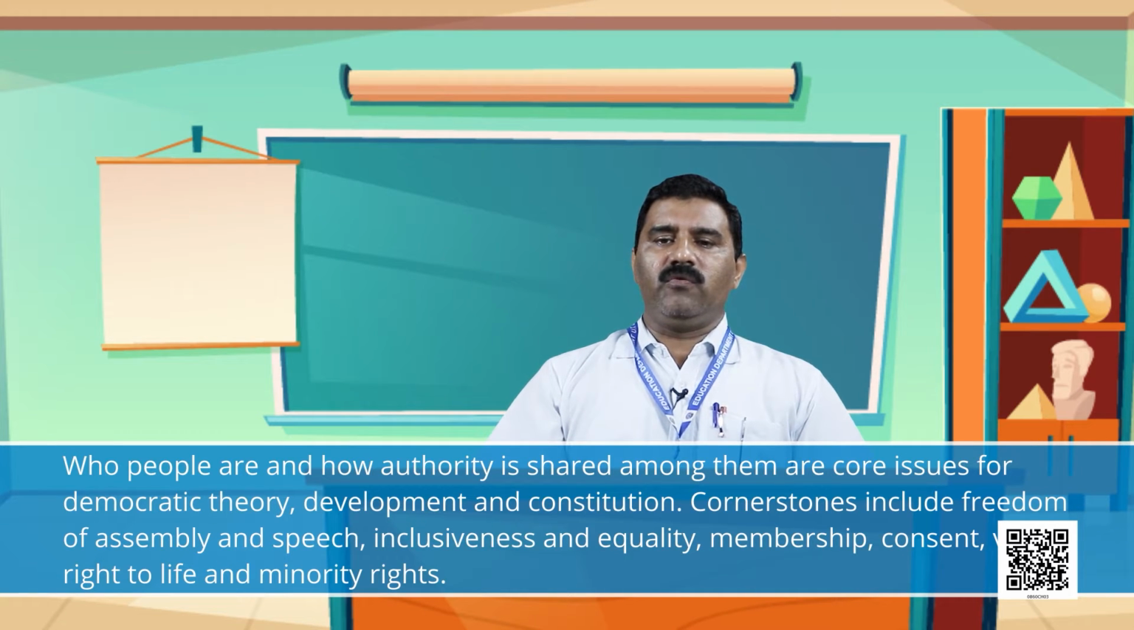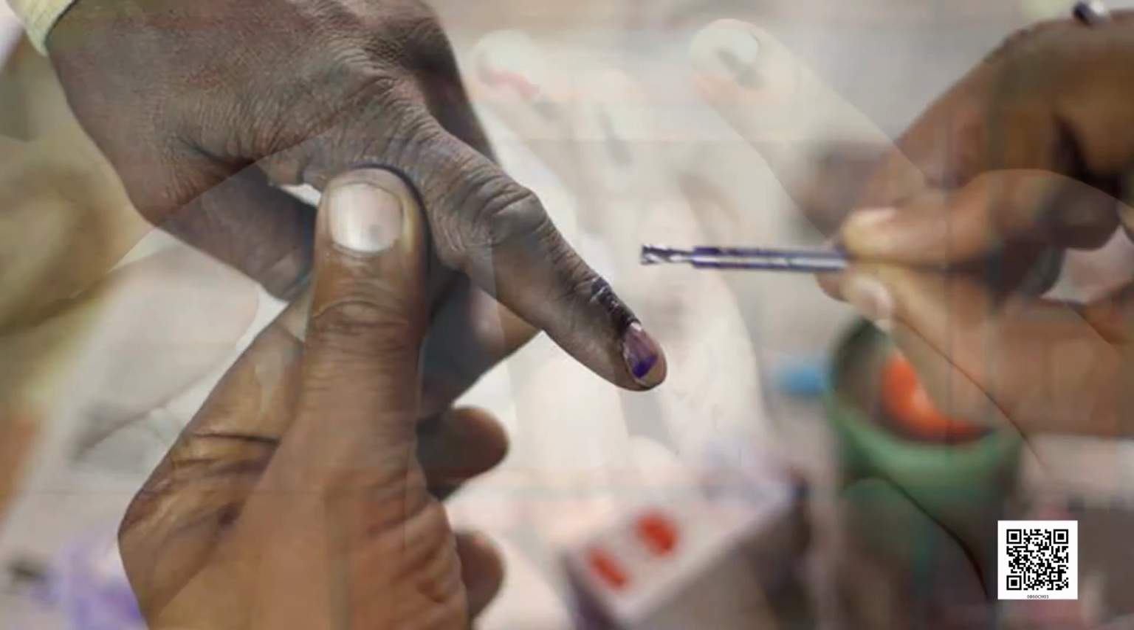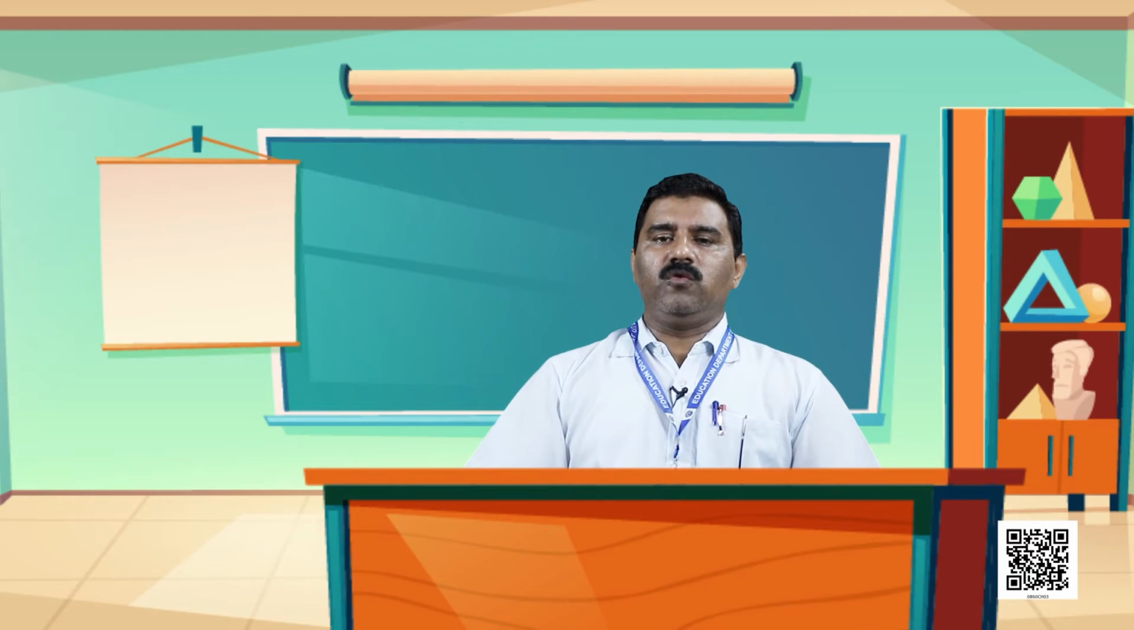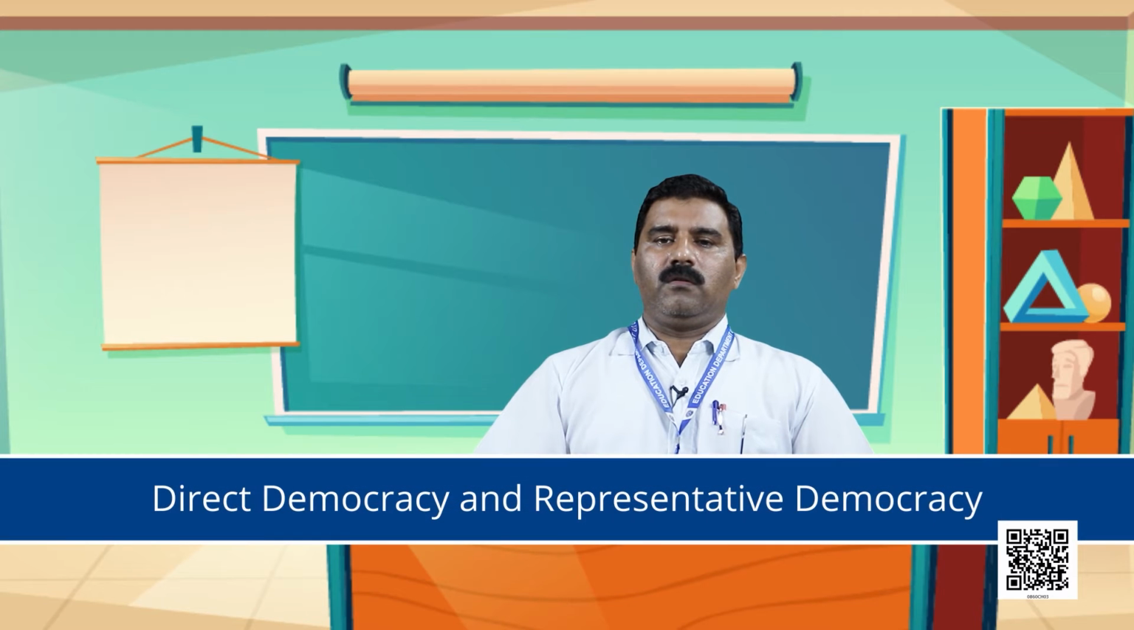Cornerstones include freedom of assembly and speech, inclusiveness and equality, membership, consent, voting, right to life, and minority rights. These are some pictures of democracy. Generally, the two types of democracy are direct democracy and representative democracy.